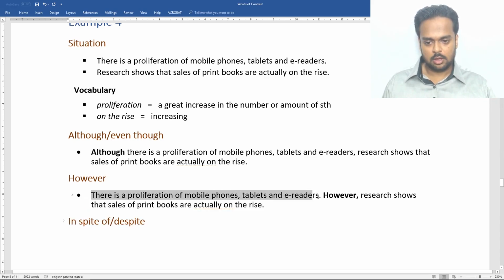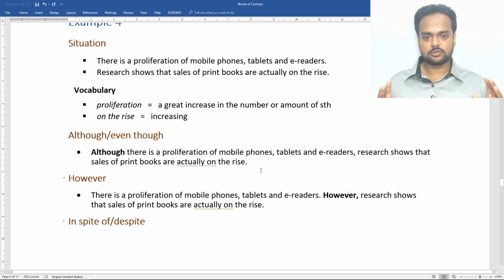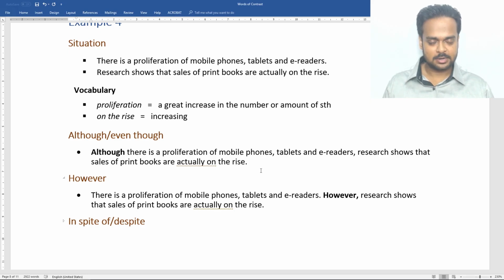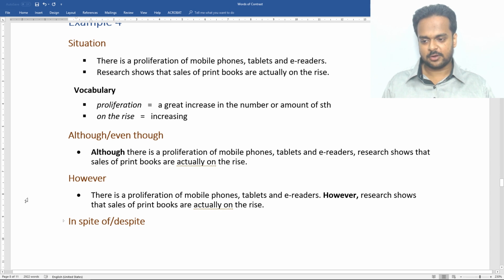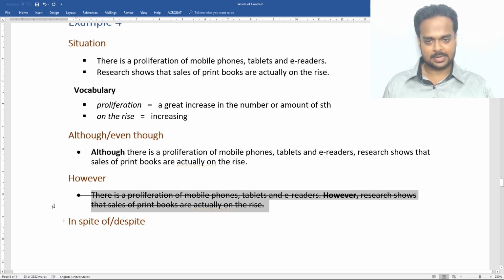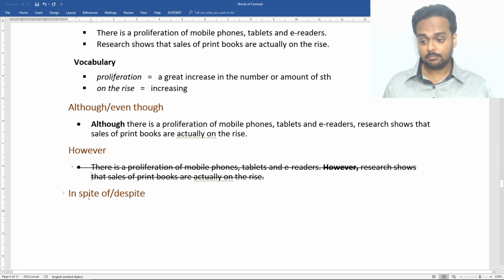First clause, period or full stop, and then the second clause beginning with however, but I actually have a problem with this here. Because notice this first clause, there is a proliferation of mobile phones, tablets, and e-readers. It sounds like we're announcing this to the reader as if they don't know this information already. So this doesn't sound very professional, and I'm going to strike it out. I wouldn't use this. The words in spite of and despite work very well.